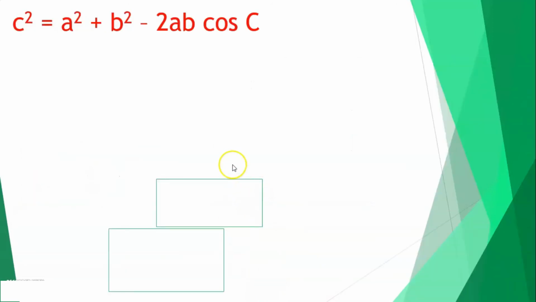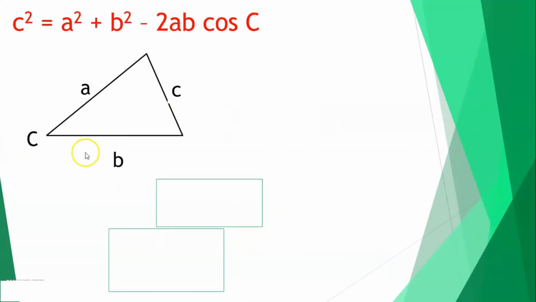Now, let's have the proof of how this formula is derived. Given this triangle here, we have angle C, we have side C, and the other two sides as A and B. Now, let's draw an altitude, and let's have this as h.